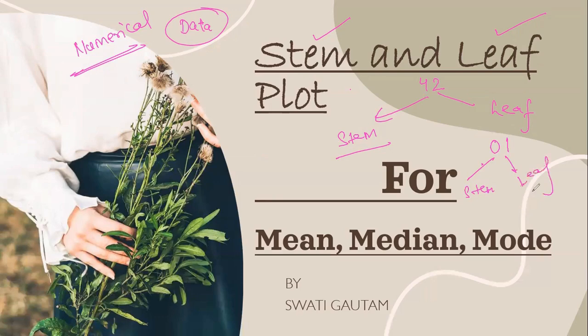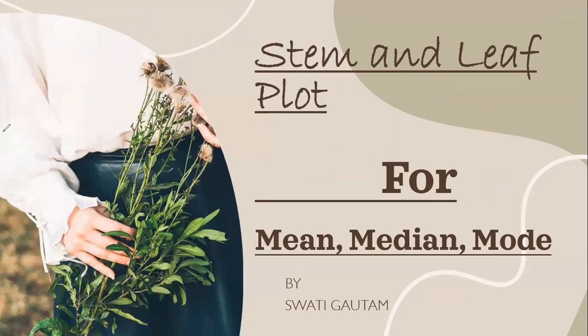Now you may ask, ma'am, what if the number is a 3-digit number, suppose 142? Please remember that under the leaf, it should be a single digit. So 2 is the leaf, and whatever is left, we will take under the stem. So you have to remember that. Next, in a stem and leaf plot, we represent the data in a very unique table, so let's discuss how we will do it. I think it's very clear to you.